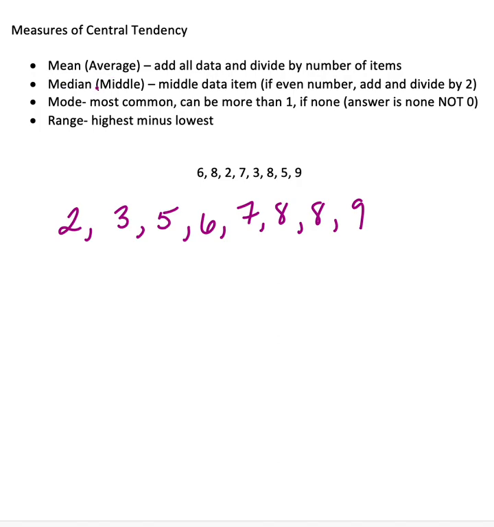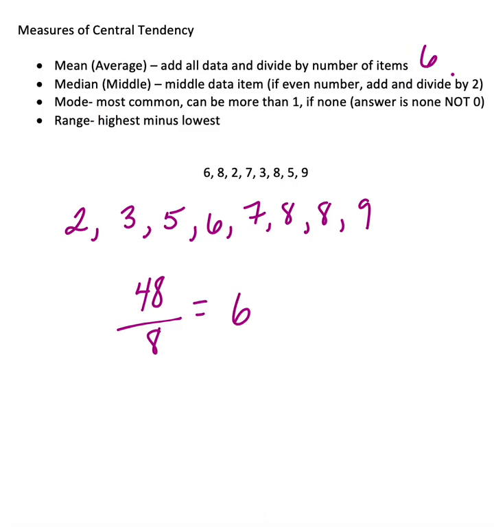If I'm looking for the mean, or the average, I'm going to add up all of these numbers. So 2 plus 3 plus 5 plus 6 plus 7 plus 8 plus 8 plus 9 gives me 48. And then there are 8 data items here. So I'll do 48, the total, over the 8, the number of items I have. And my average, my mean, is 6. You could get decimals here; we just do not get decimals in this case.